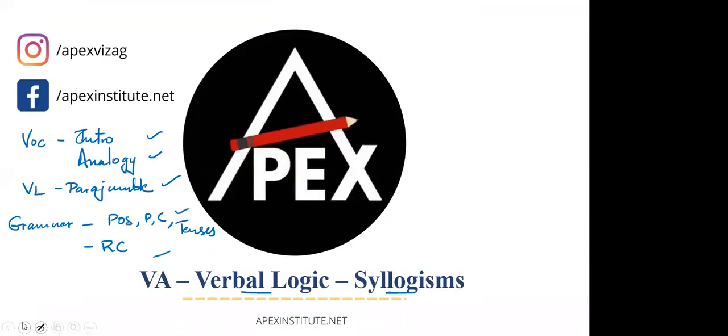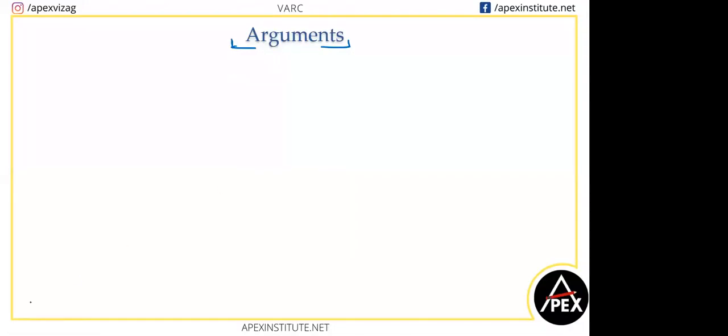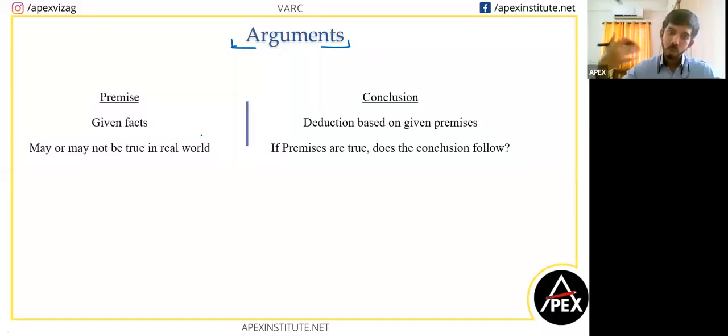Okay. So argument is not something that you are going to have with your parents or with your brother or sister or with your friends. Argument is something that authors use to convince us about their point of view. So whichever author is talking about some topic in the passage or in the question, it's called an argument. It is made up of two things. One is when you have facts, which are called premises. And the other part of your argument is a conclusion, which is a deduction based on the premise.